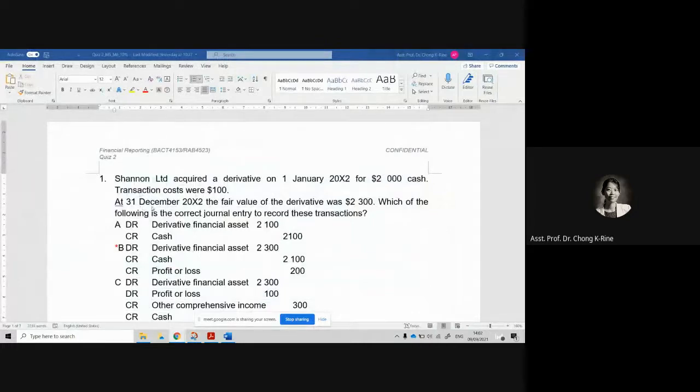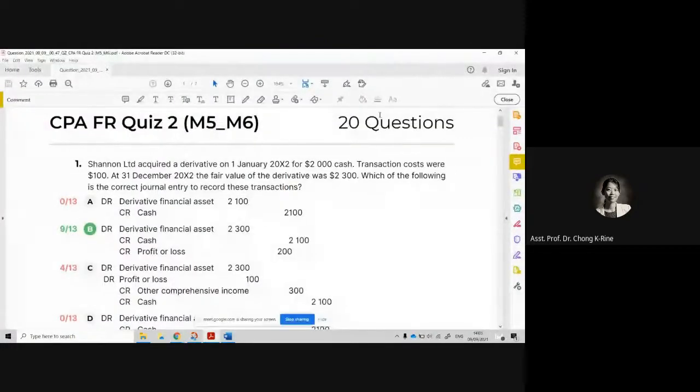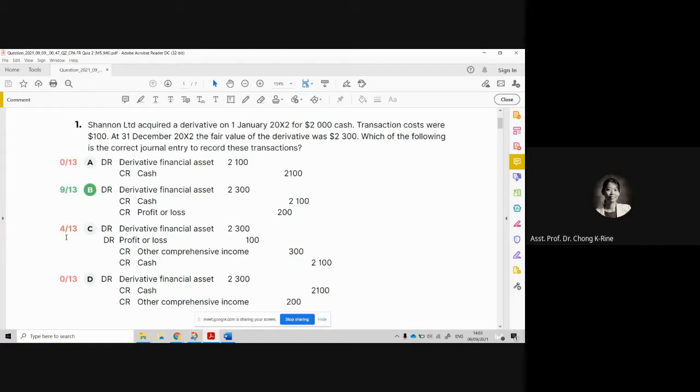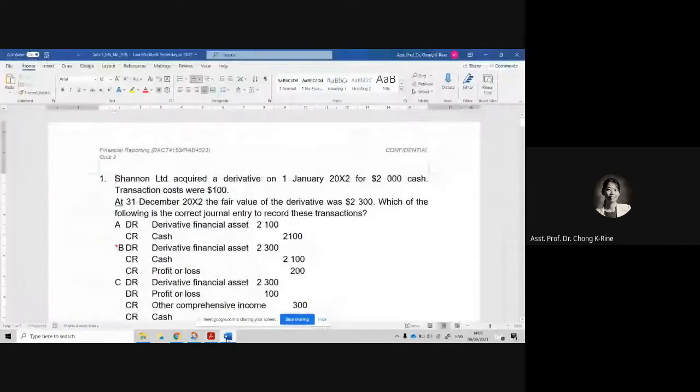We're going to look at the question now. All right, hope it is fast enough. So this is the first question. Now, question 1 to question 10 are related to financial instruments. The first question, 9 students got correct, and the second question all got wrong, by the way. So let's look at the first question first.